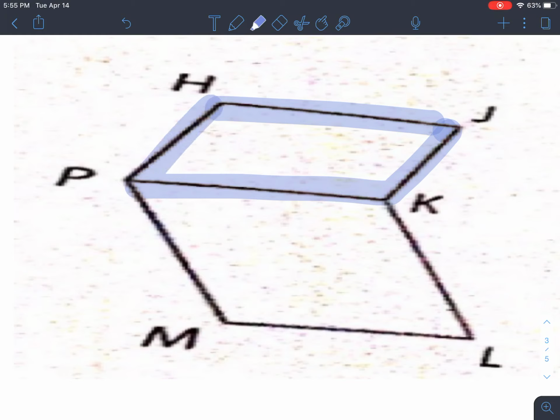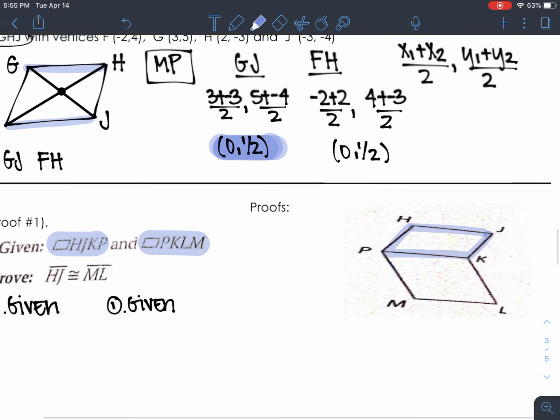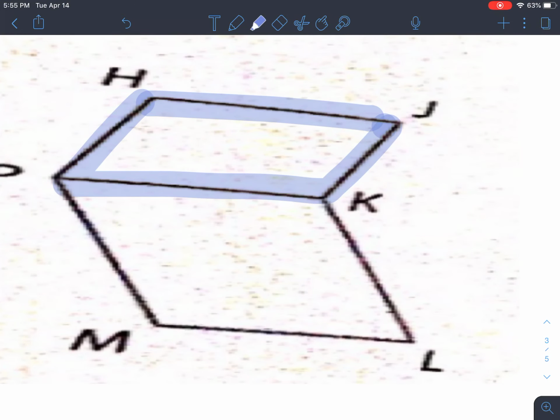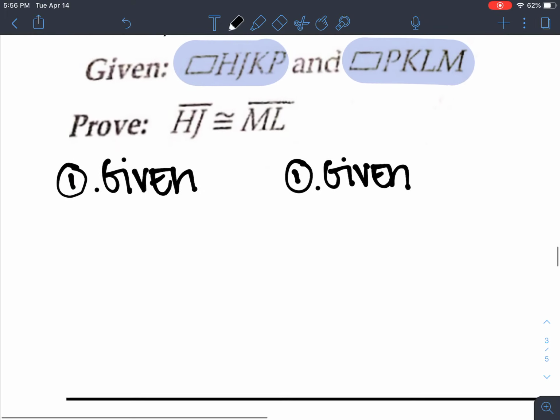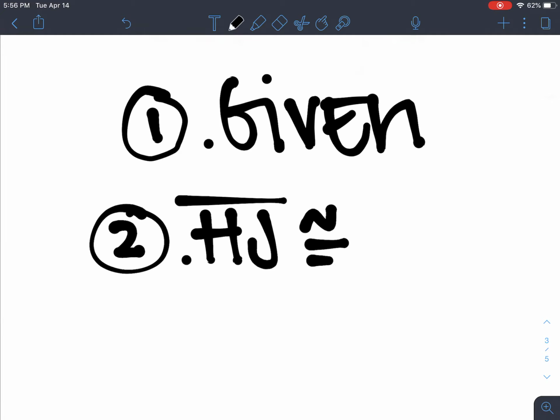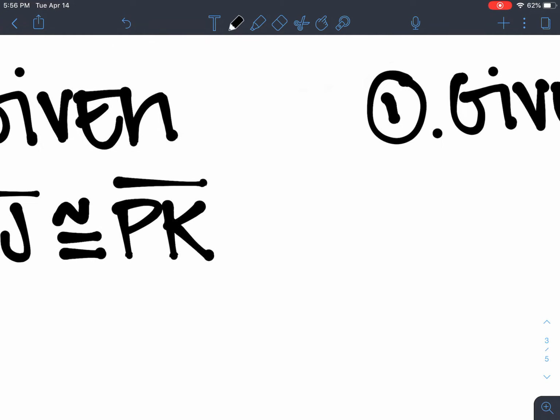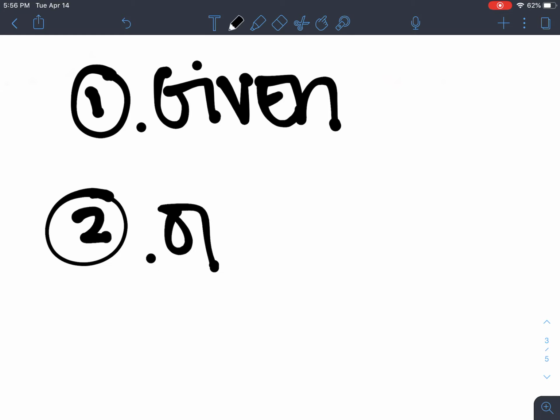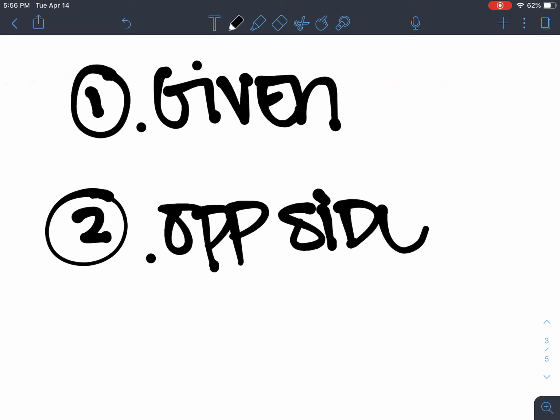And so what do we know about that parallelogram? Well, we know all 7 of those things about parallelogram HJKP. We know that the opposite sides are parallel. We know the opposite sides are congruent. We know that the opposite angles are congruent, etc., okay? So if I'm trying to prove that HJ is congruent to ML, let's try to get this HJ in there somehow. So what I know is that this HJ has to be congruent to this PK, right? And that's how I'm going to write it. So I'm going to state that HJ is congruent to PK. And that's because opposite sides are congruent.